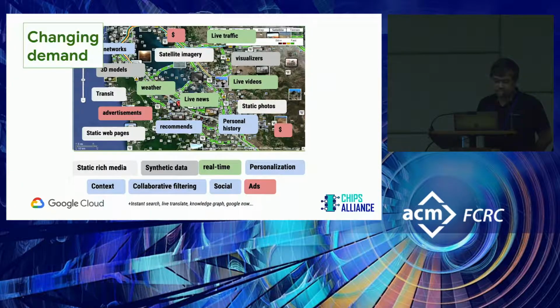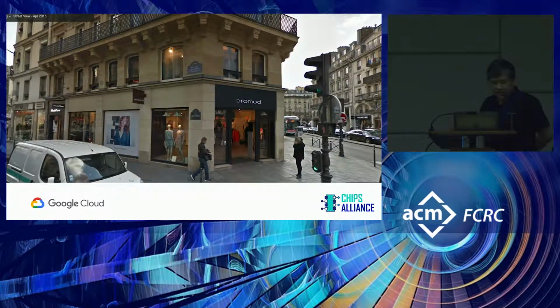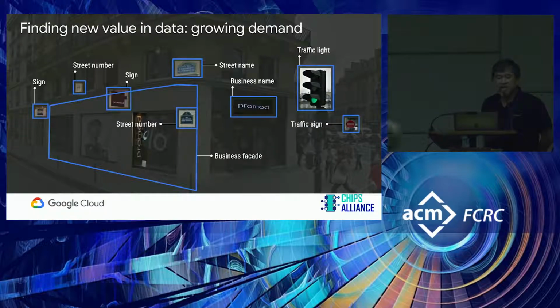So the demand is growing. Here's another example, my final example. There's some data that is in the data centers. We have photos, but now with the advent of better ML and AI algorithms, we can actually extract a lot more information from this data. We can extract information about businesses, the address, even dynamic information about the traffic patterns that are going on there.